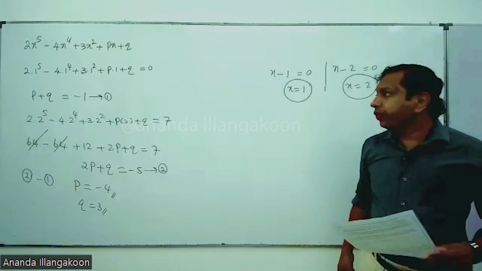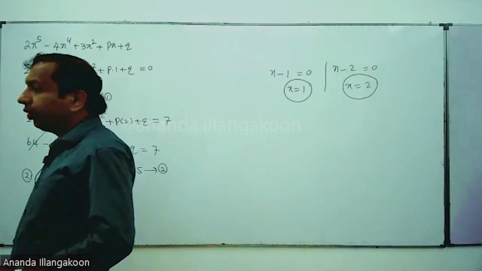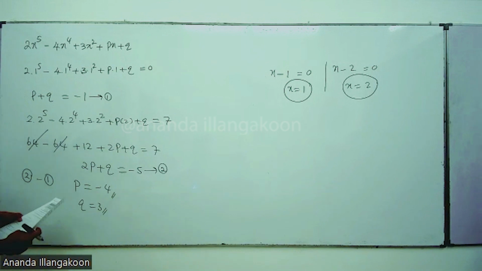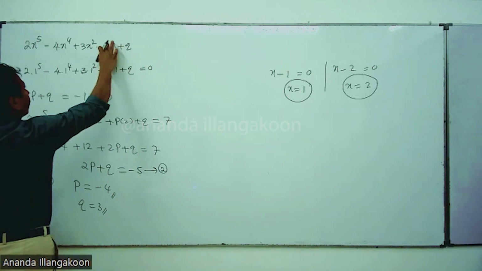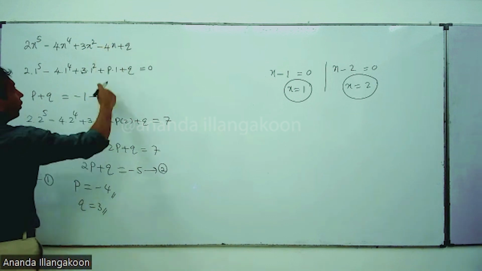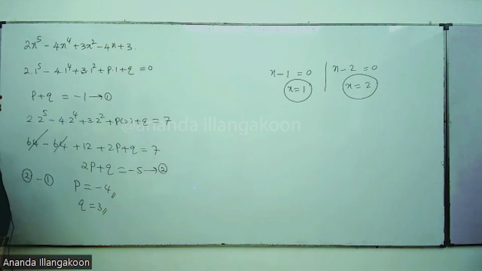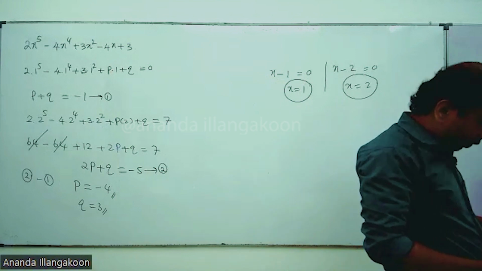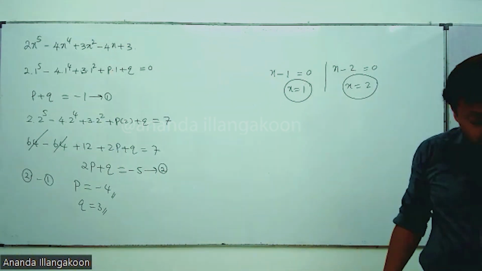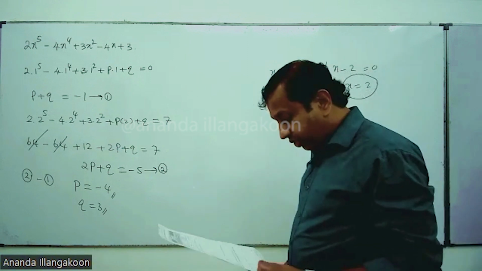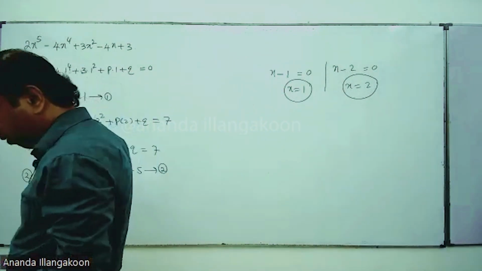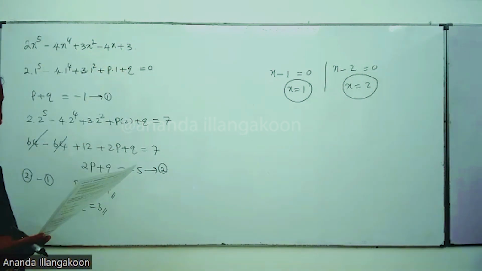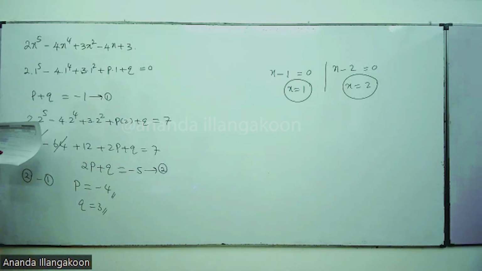Right, now with these values of p and q, we can write this polynomial function substituting p is minus 4, q is 3. Then p is minus 4, when I put p, I will get minus 4x, q is 3. Right? This is the polynomial function for these values of p and q. Now asking, hence find the remainder when the given polynomial is divided by x squared plus x minus 2. I think up to here you could understand, no?